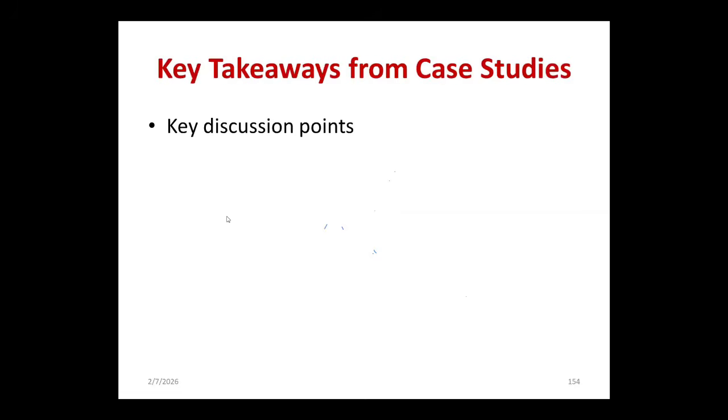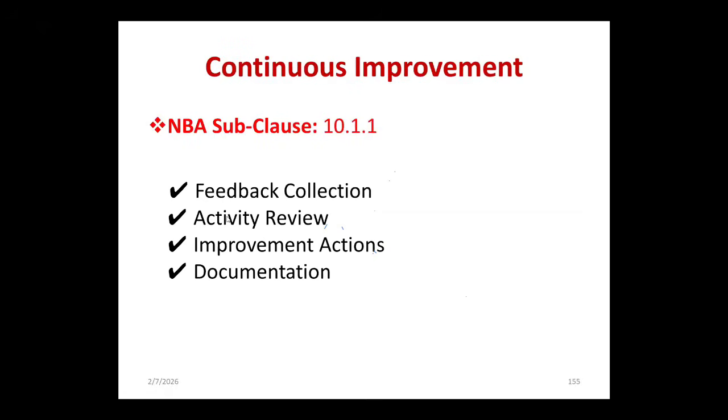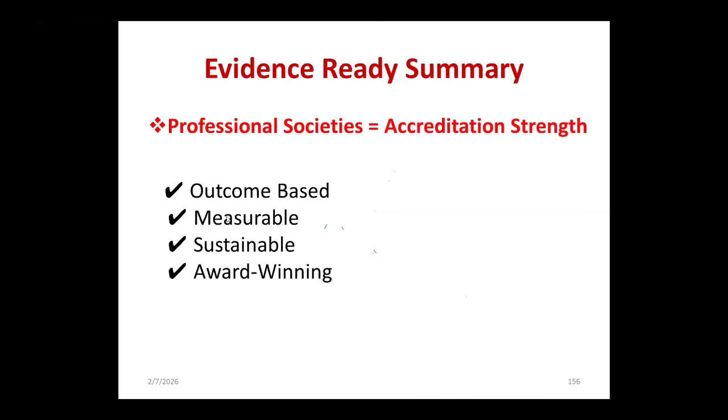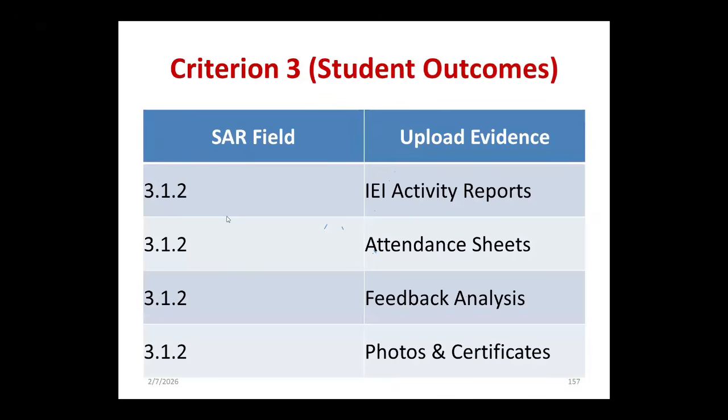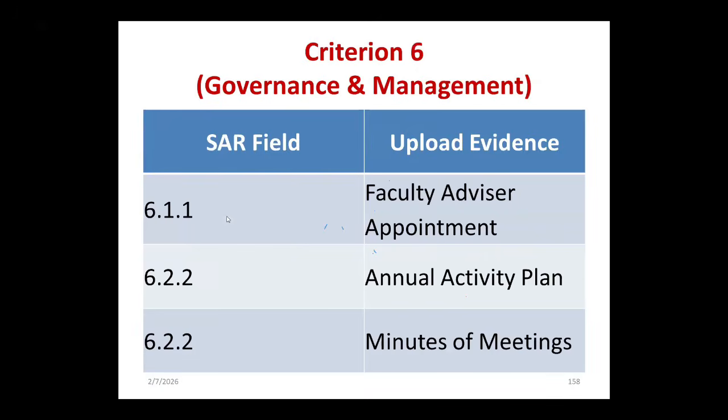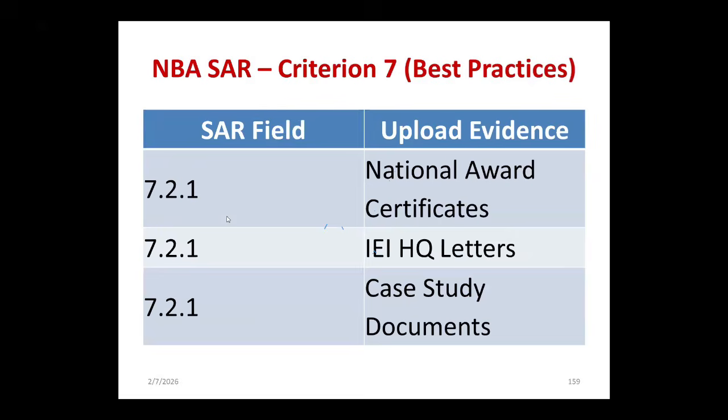Key takeaways from this case study, key discussion points, you can say: continuous improvement, an evidence-ready summary, outcome based, measurable, sustainable, award winning. Then the criteria three student outcome related evidences you can show under your activities. Then criteria six, governance and management: the faculty advisor appointment, you can show the annual activity plan and the minutes of meetings. Then under criteria seven, you can upload evidences of national award certificates and IEA headquarter letters that you received for your student chapter.